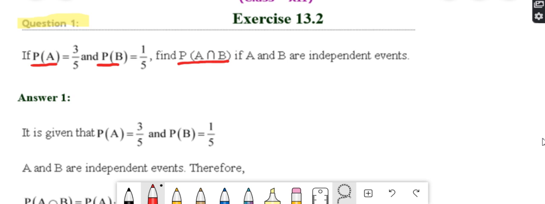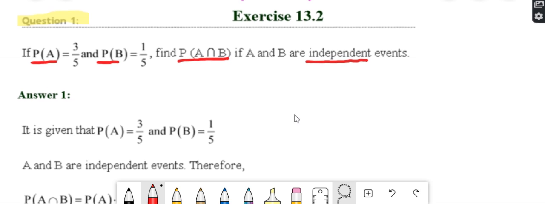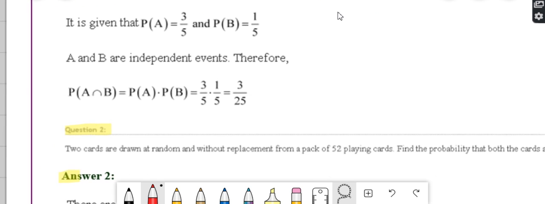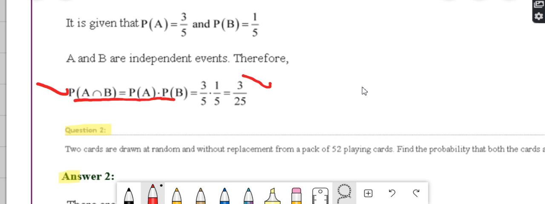This we have to find out where A and B are independent events. Now very simple. If you know the meaning of P of A intersection B when A and B are independent events, then orally you can answer. Since A and B are independent events, P of A intersection B is equal to P of A into P of B. This I already explained in the theory part. So just multiply and the answer is 3 upon 25. You can see how simple and easy the question is.